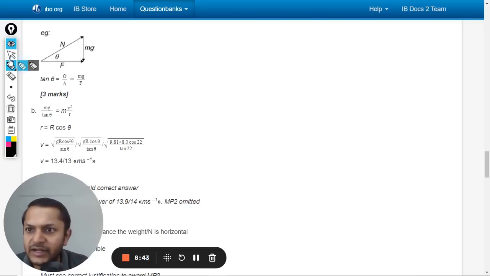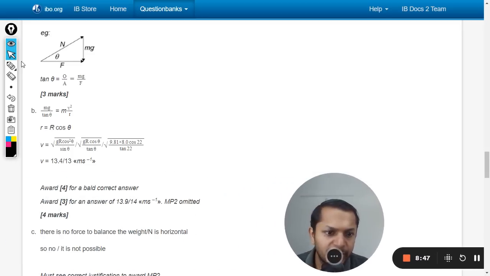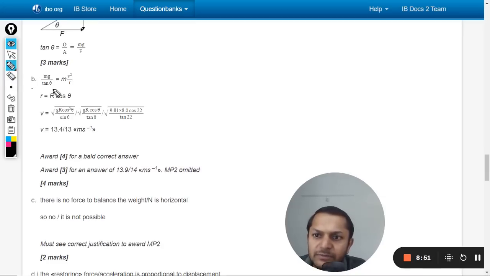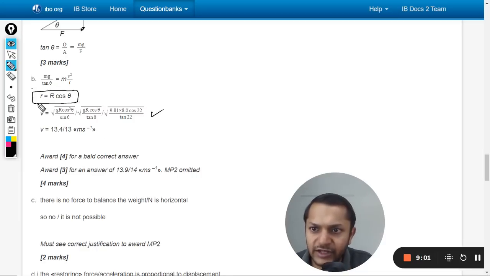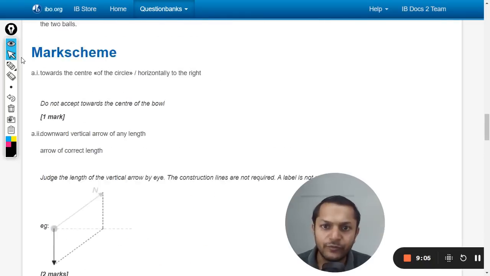Let us go for part B now. In part B you can see it is mg tangent theta, mv square by r. Clearly they have actually done the same thing. Oh my god, there is a mistake there, I'm sorry. I forgot to tell you about this. r is equal to capital R cos theta. I'm sorry. Let us move back.